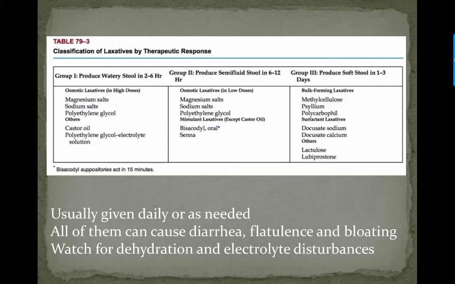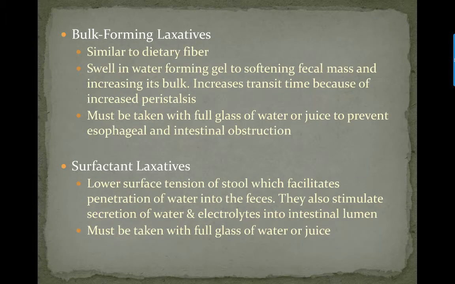Group 3 laxatives act a little more slowly. They don't produce a bowel movement for a day or two. They produce a soft but formed stool. When we treat chronic constipation, a lot of times we use Group 3 products because of the chronic nature of the constipation.